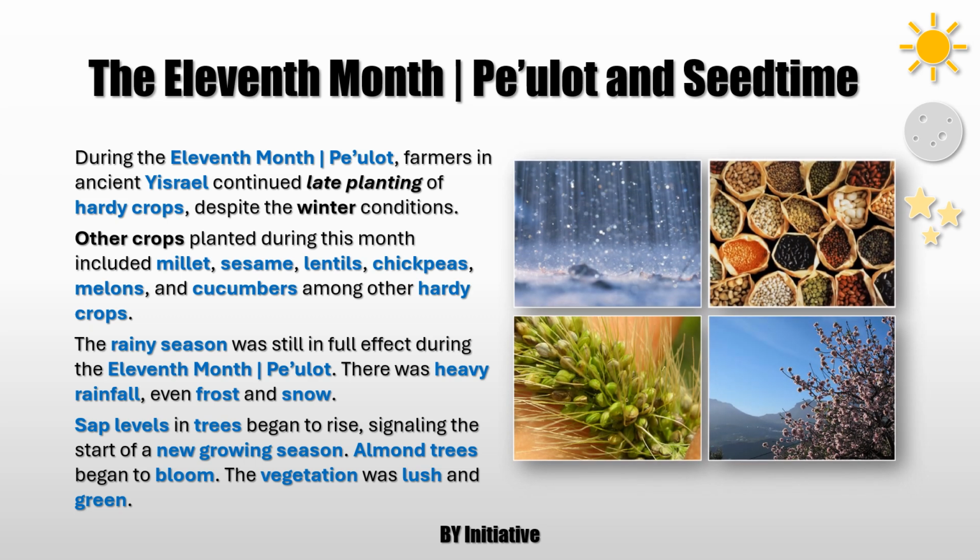During the 11th month, or Peulot, farmers in ancient Israel continued late planting of hardy crops despite the winter conditions. Other crops planted during this month included millet, sesame, lentils, chickpeas, melons, and cucumbers, among other hardy crops. The rainy season was still in full effect during the 11th month. There was heavy rainfall and even frost and snow. Sap levels in trees began to rise, signaling the start of a new growing season. Almond trees began to bloom. The vegetation was lush and green.